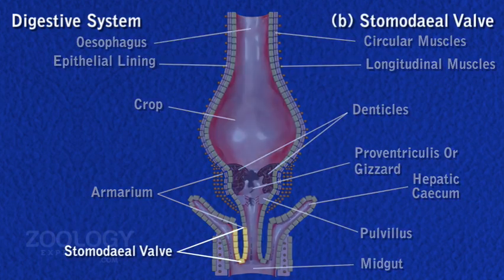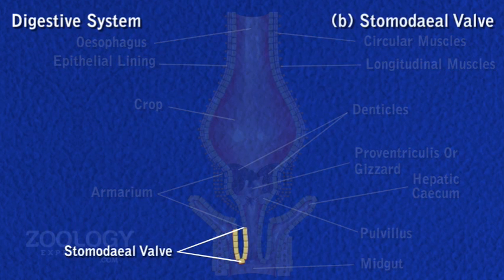Stomodeal valve. Behind the pads, the posterior end of the gizzard extends into the lumen of the midgut as a spout-like narrow tube. The stomodeal valve, the latter, folds back on itself and is thus double-walled. Stomodeal valve prevents regurgitation of food from the midgut into the gizzard.